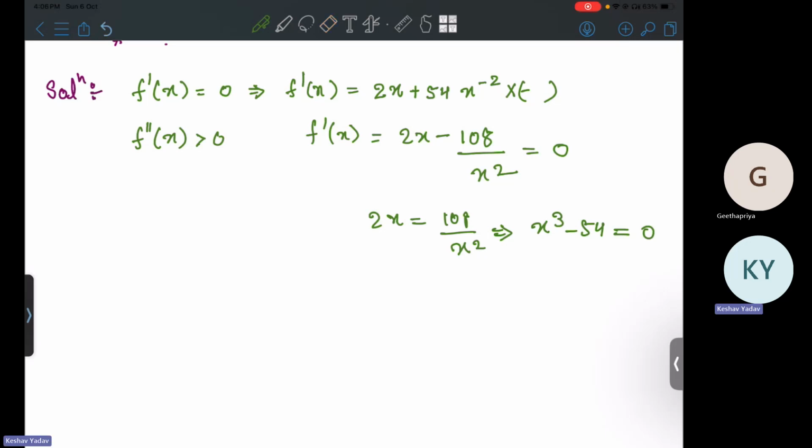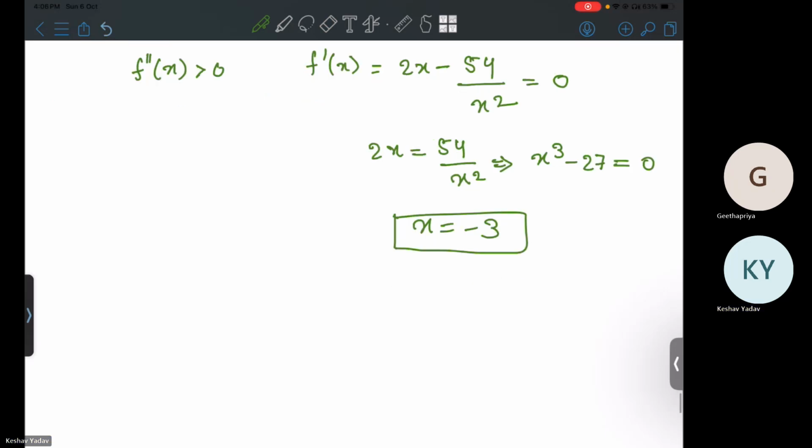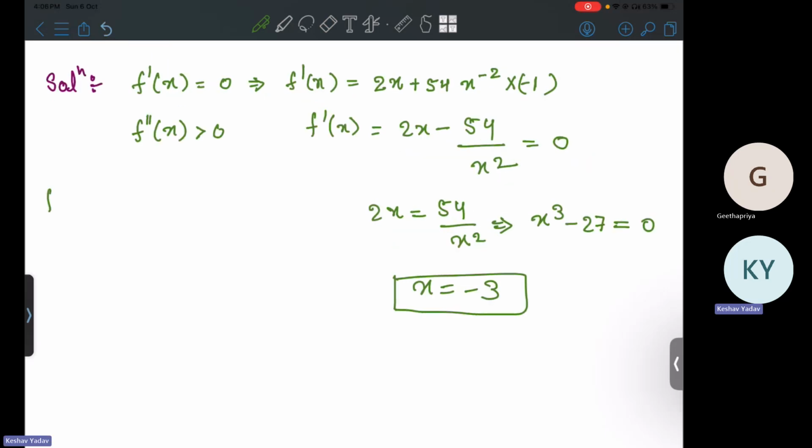Here it will be minus n, x to the power n minus 1, so this will be minus 1. So it will come 54, and here also 54. From here it will come 27, so x will be 3. Now you find f double prime.